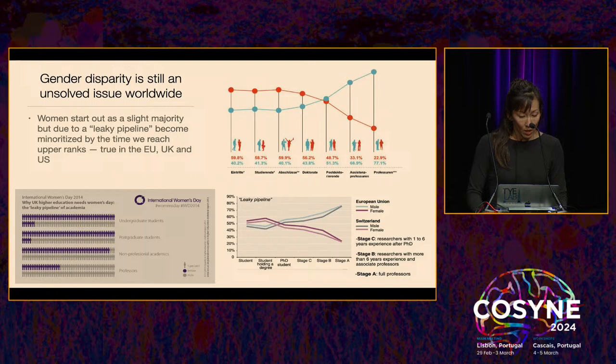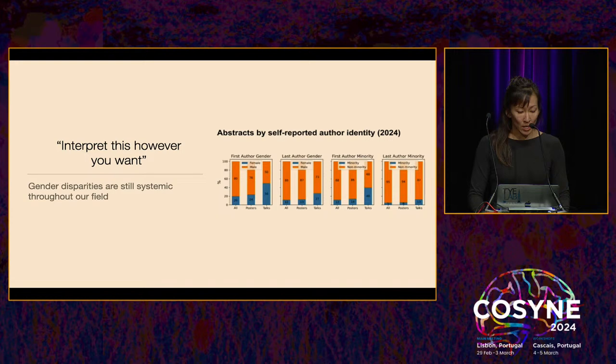So gender disparity is still an unsolved issue in the US, in the UK, in Europe. It starts out with women at a slight majority, and then as you go through the ranks and rise to positions of power, they become minoritized. We can interpret this however we want, but gender disparities are still systemic through this field. I do want to emphasize that Cosyne as a meeting has been excellent in its leadership for promoting gender parity and putting this talk in the main meeting. So I think this is not a meeting problem as much as a systemic field problem.